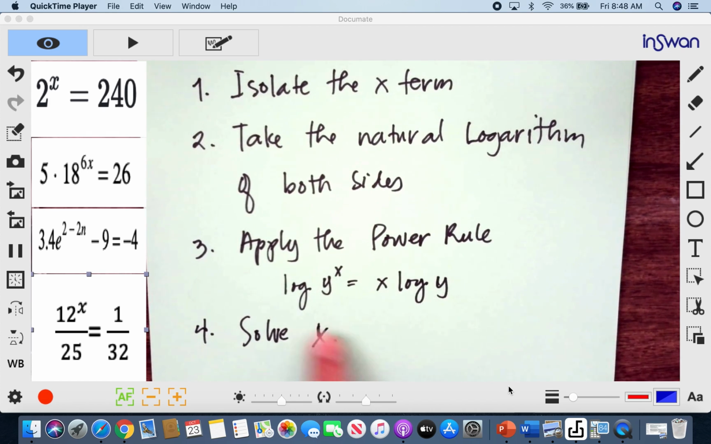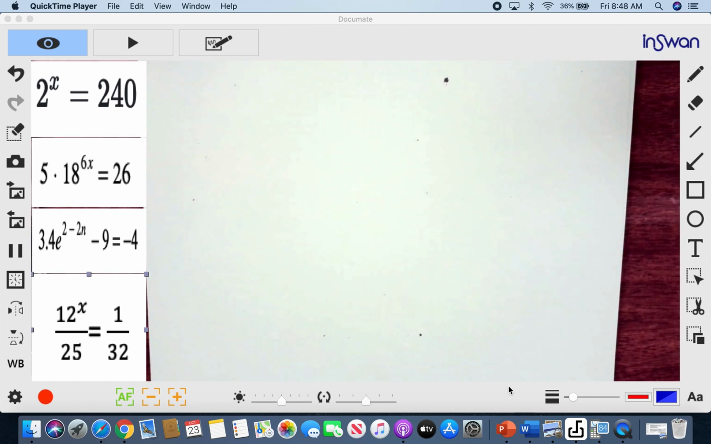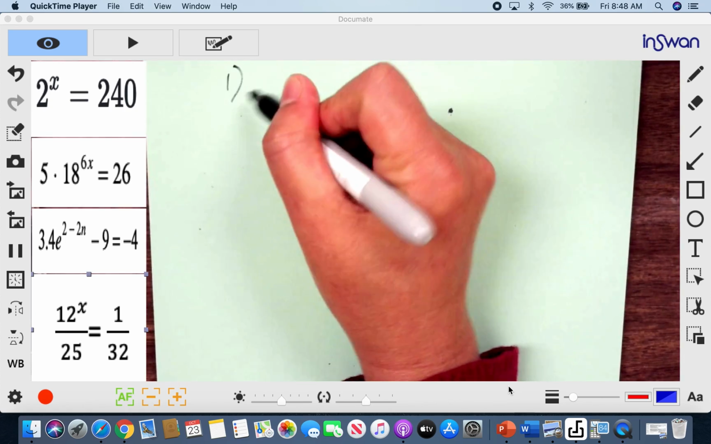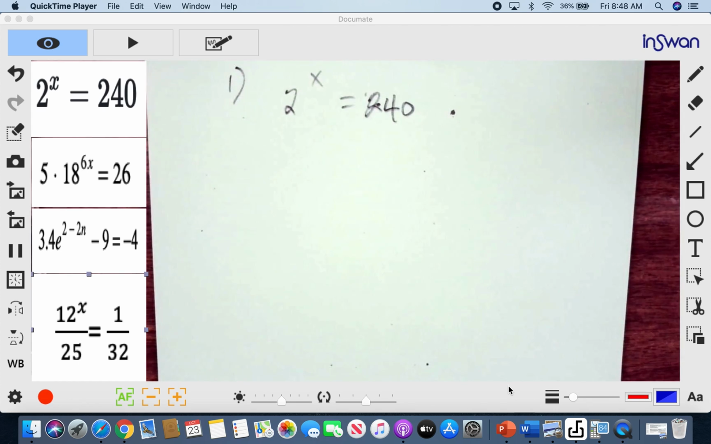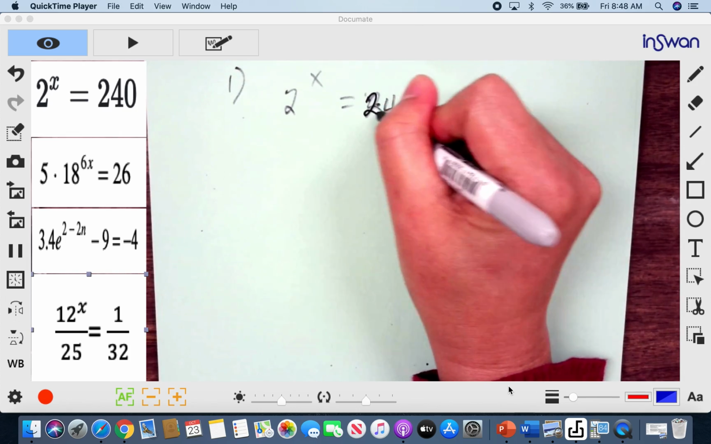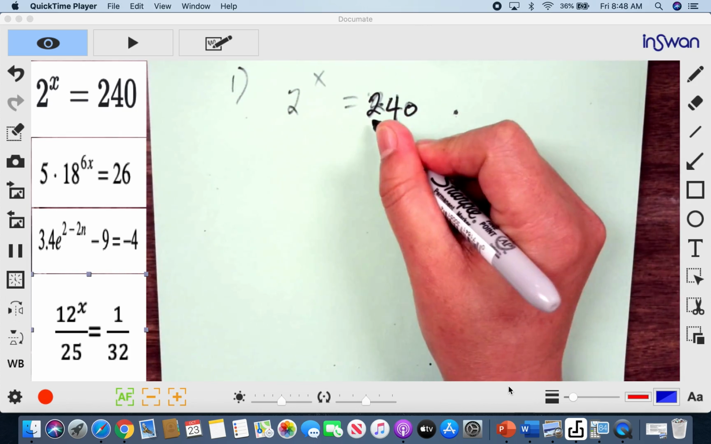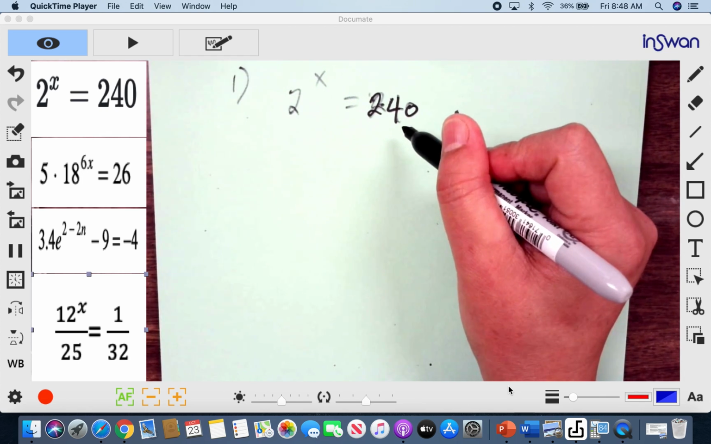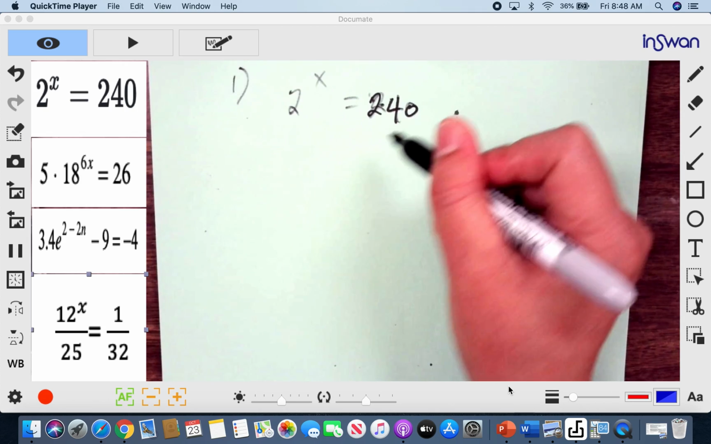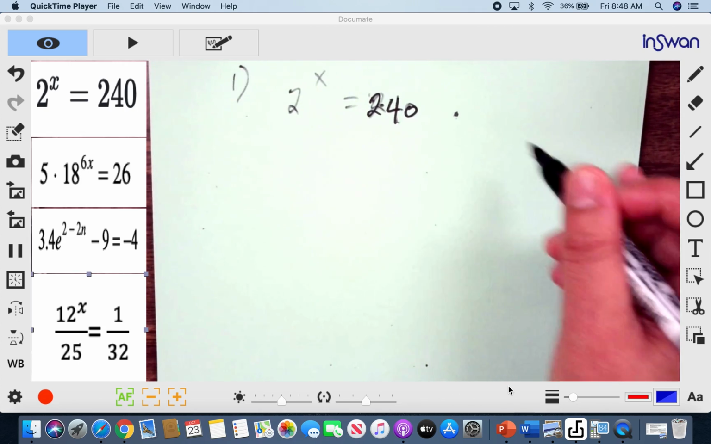Apply the power rule, which is this, and put that exponent somewhere there, all right? And then solve x. Okay, let's solve number 1. 2 raised to x is equal to 240. So as you can see, we cannot derive the same base for both sides of the equation. This is base 2, but we're not sure what real value can be a base of 240. So we can only apply a logarithm in this matter.